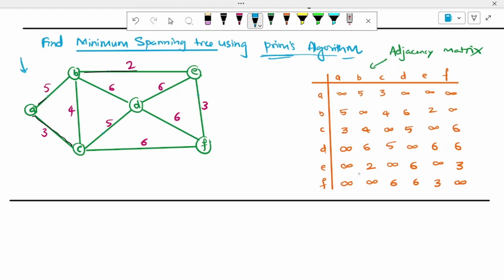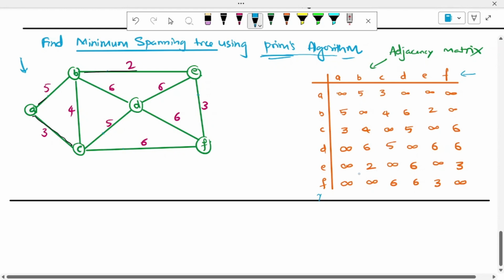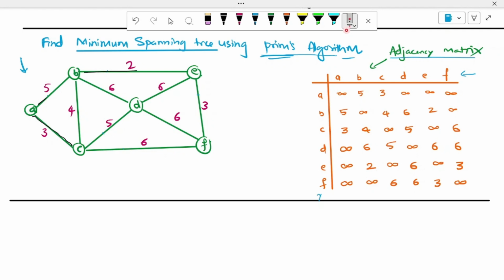Okay, you can see all the vertices are listed here, and we have also written the adjacency matrix. You can see clearly the adjacency matrix will give you the weight between every pair of the vertices. Now a and b, it is 5. You can see here a and b is 5. A and c, you can see a and c is 3, and d, e, f are not having any edge with a. The same way I have written all the values.